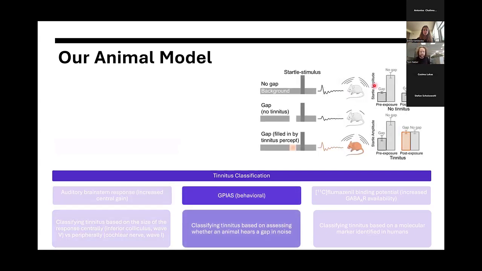The second method is using GPIAS, which is the most commonly used behavioral assay to detect tinnitus. Here you play a background sound that may sound like tinnitus, followed by a startle stimulus. And if you precede the startle stimulus by a silent gap, then you see that the startle response gets inhibited. But after noise exposure, we see that many animals don't have this gap-induced inhibition of the startle response anymore. So that could be due to tinnitus-related changes in the processing of the frequency of the background sound, that there is hyperactivity around the tonotopic areas of those frequencies, and that is masking the ability to detect those gaps.